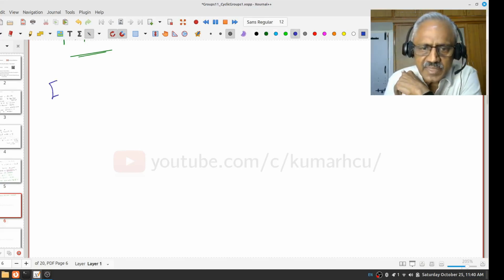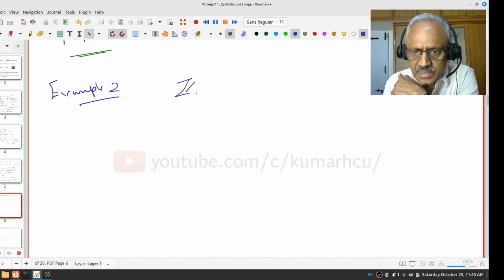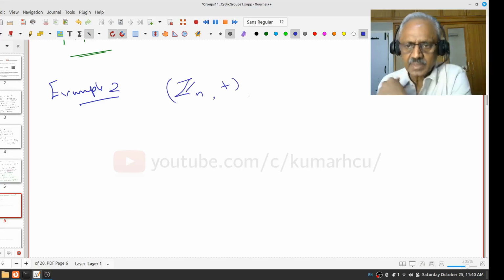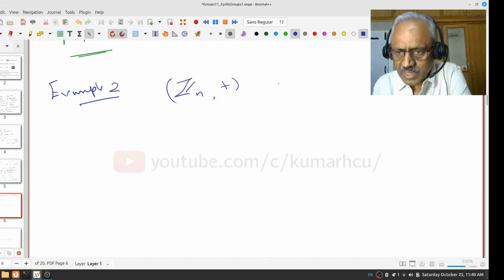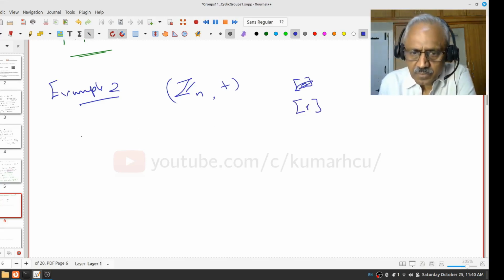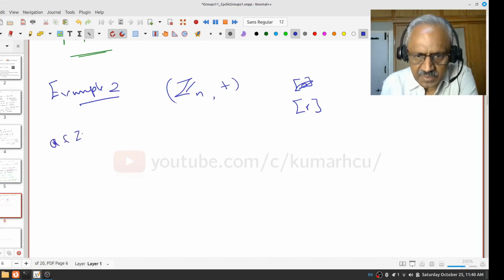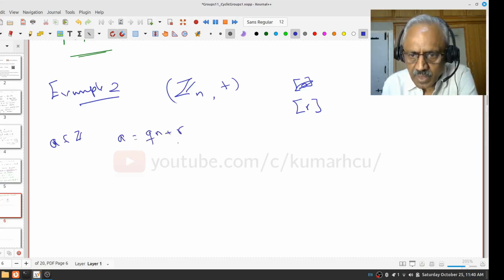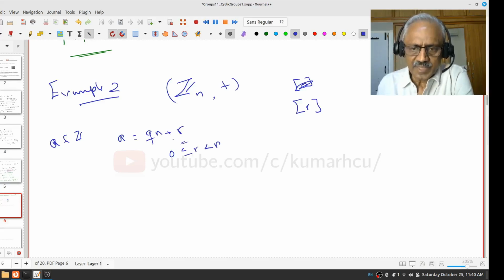Now, let's look at a second example. Let us look at Zn. This is the addition modulo n. And recall what the elements are. The elements are actually equivalence classes. What is the equivalence class of any k, let us say r? If an integer a in Z is divided by n, then I have a equal to qn plus r, where 0 less than or equal to r less than n. This is by the division algorithm. Okay, the equivalence classes are these.